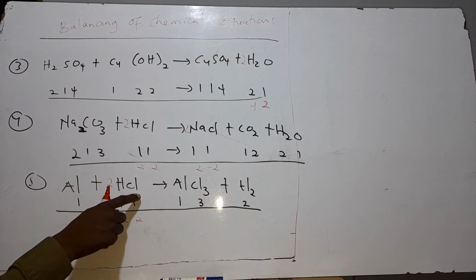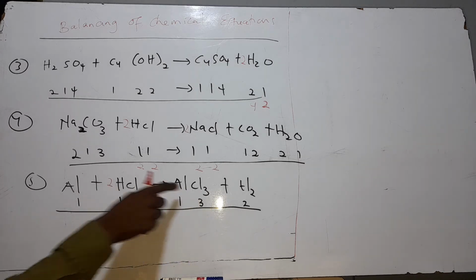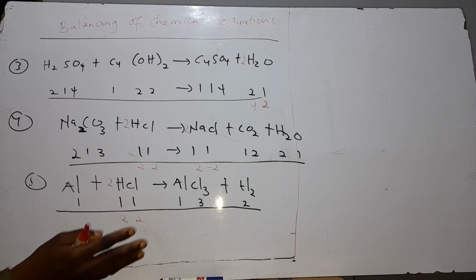How many chlorine do we have here? We have 2 of the chlorine. It's no longer 1 because of the 2 input here. So now we have 2 of the chlorine. How many chlorine do we have here? We have 3 of the chlorine. Now how do I make it balance?